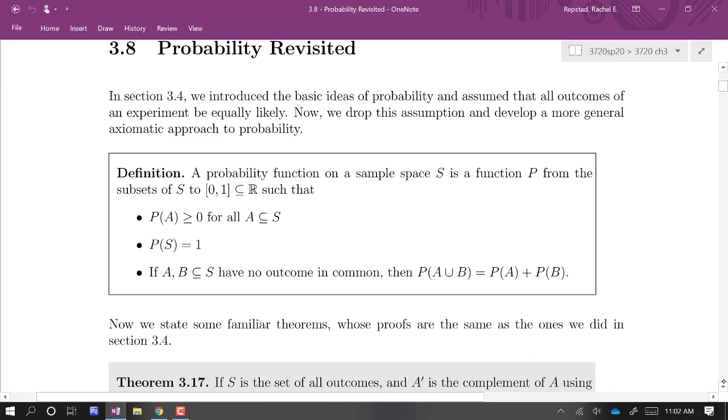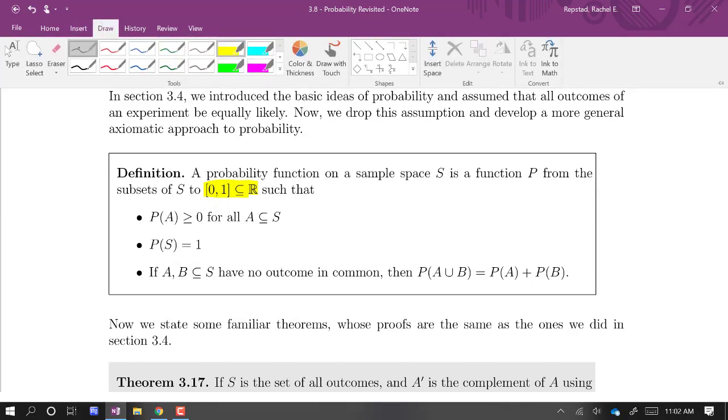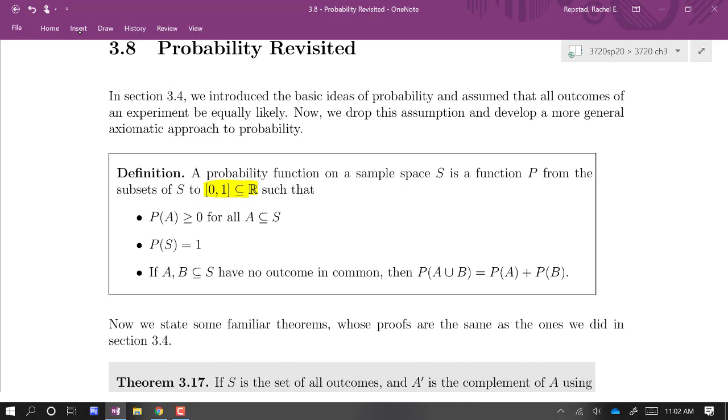And it's a function whose domain is a sample space, right? A set of possible outcomes. And it's a function that maps an event to the set 0 to 1 in the reals, right? It assigns a probability, which we know has to be between 0 and 1. And it has the following properties: for any event in the sample space, A, the probability of A is greater than or equal to 0.